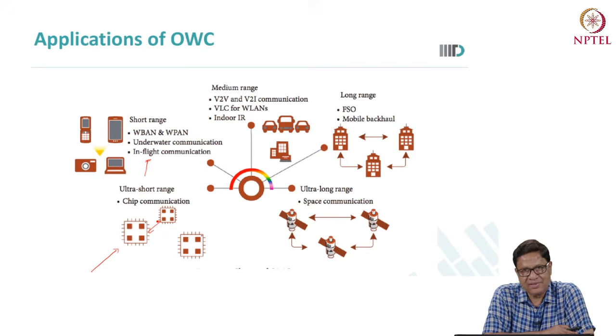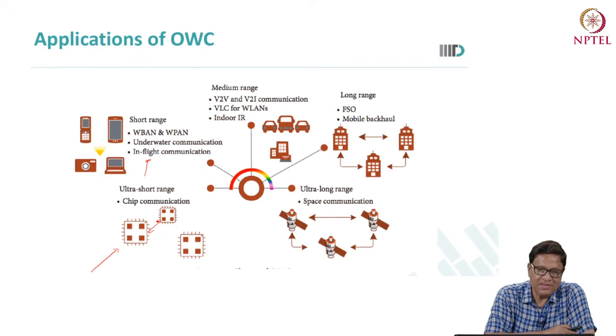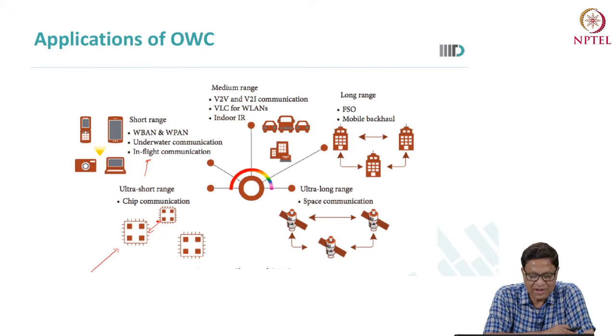If there are divers inside the sea and they want to communicate with the ship, they can communicate using optical wireless communication. In-flight communication, when you are sitting in a flight, the light overhead, you can always have communication using that light. So those kind of applications are under the category of short range, which is few meters.